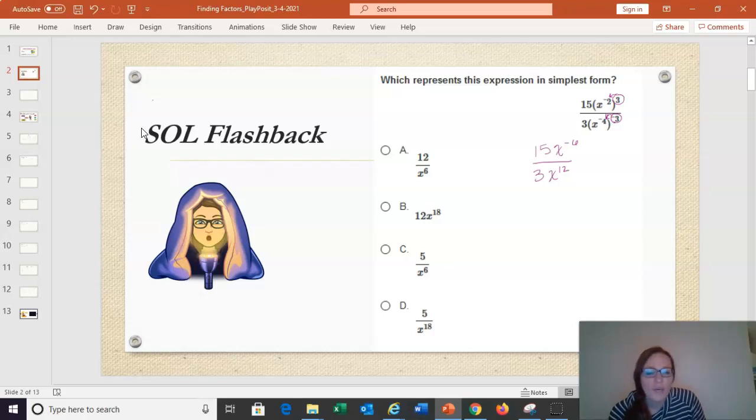There's kind of a few ways you can go from here. It just depends on what you see first, how your brain processes the next step. I personally see these coefficients here, 15 over 3, and we know that reduces to 5, right? 3 goes into 3 once, and 3 goes into 15 5 times. So we'll just take it a step at a time. That reduces to 5 over 1.